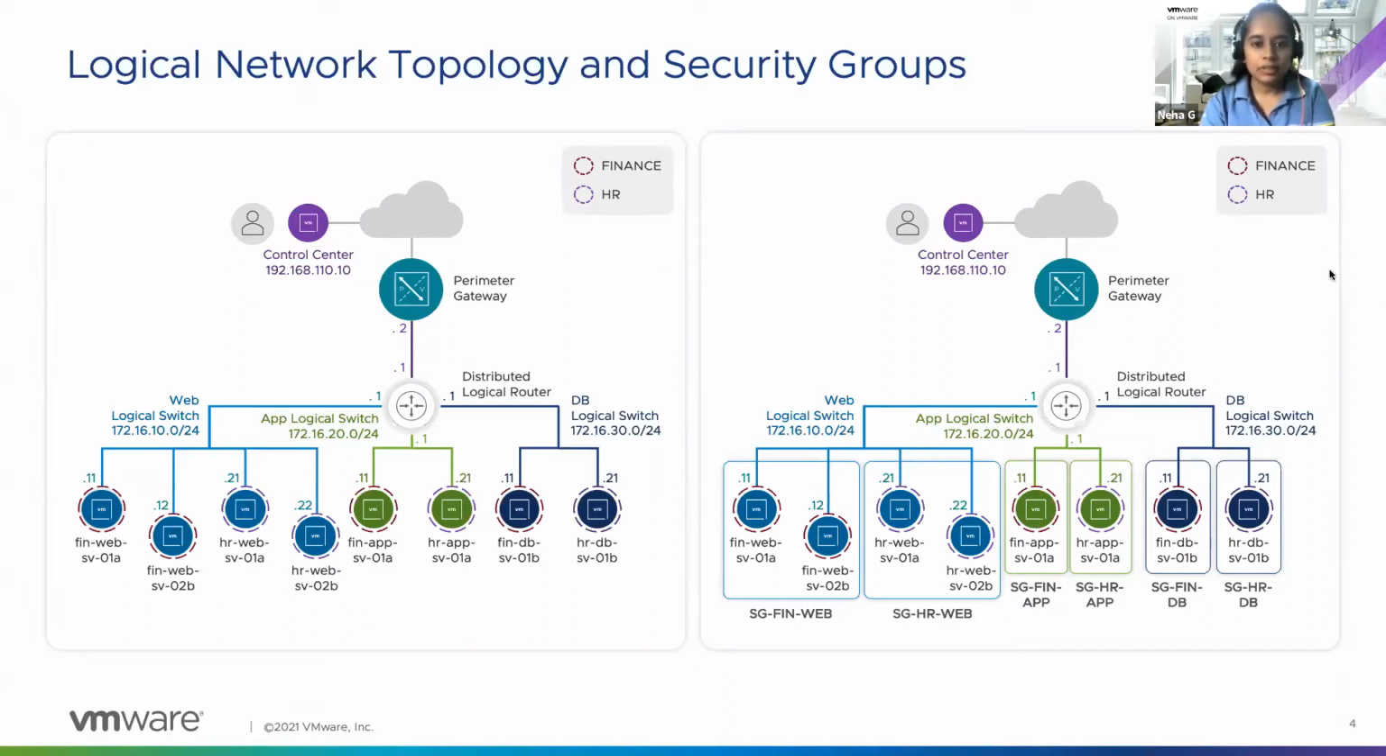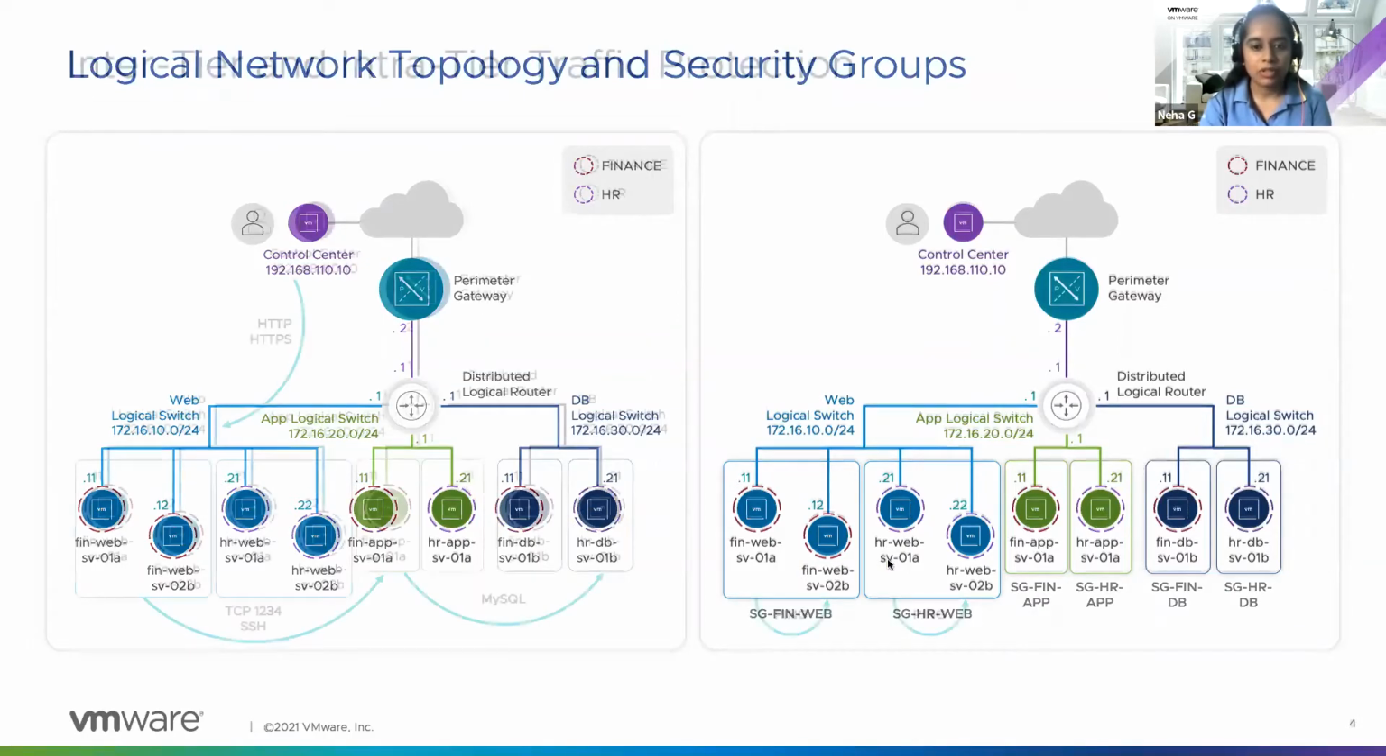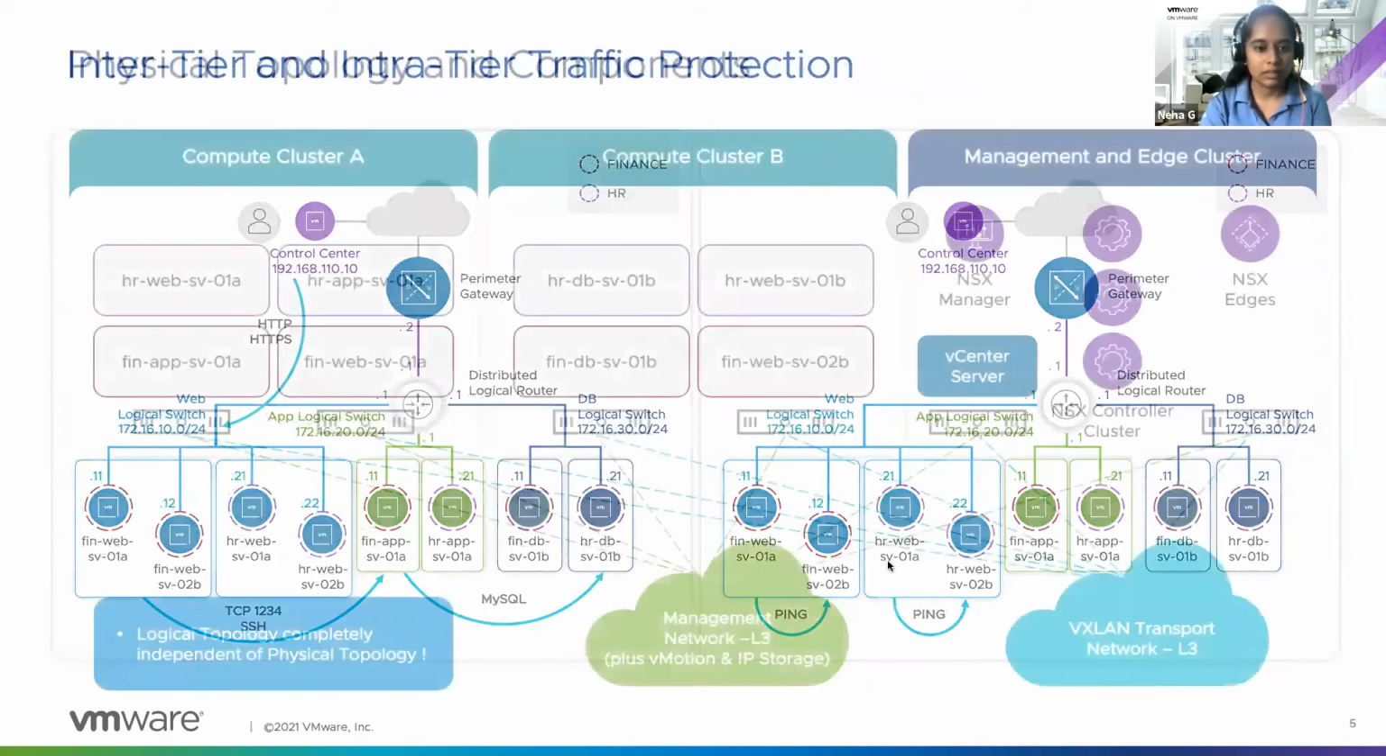NSX distributed firewall is an approach that provides enforcement at the most granular level, right at the VNIC of every virtual machine. So here we can secure the east-west traffic filtering in the data center. With NSX distributed firewall, we can now group this topology into 6 security groups. A logical group each for web, app and DB VMs for the departments of finance and HR.